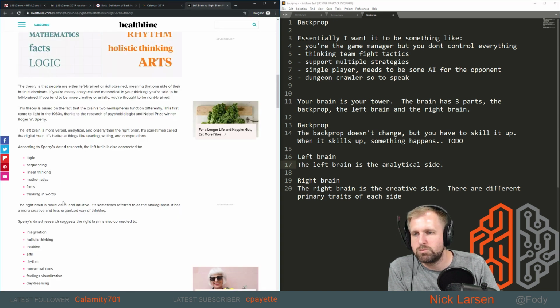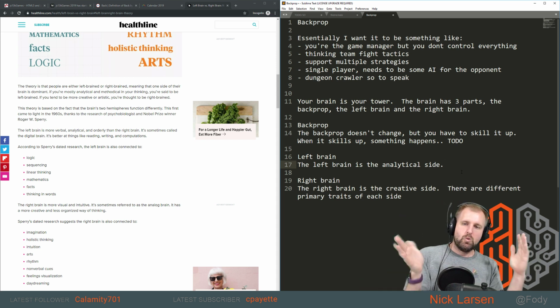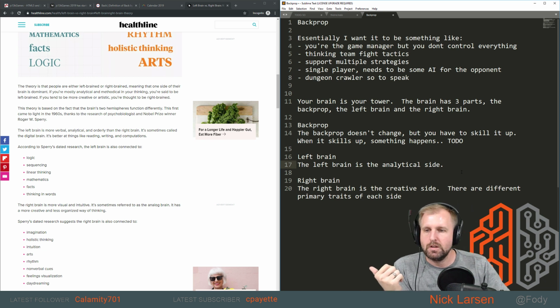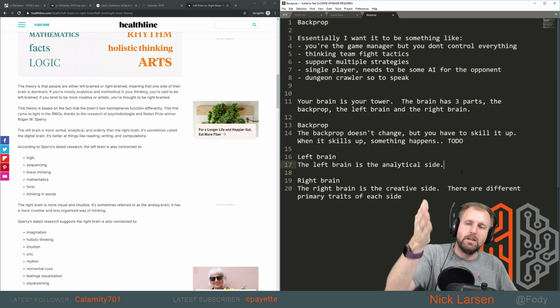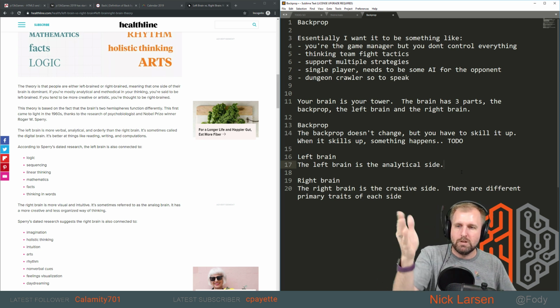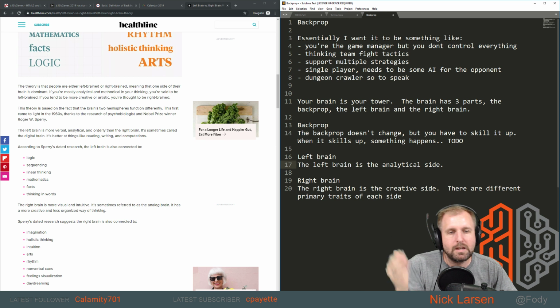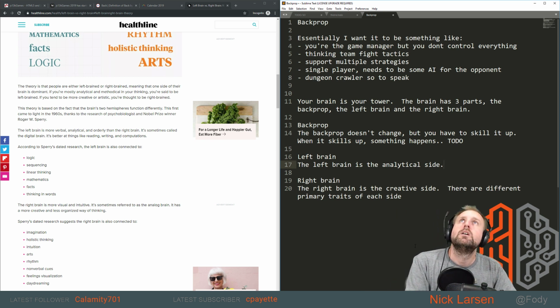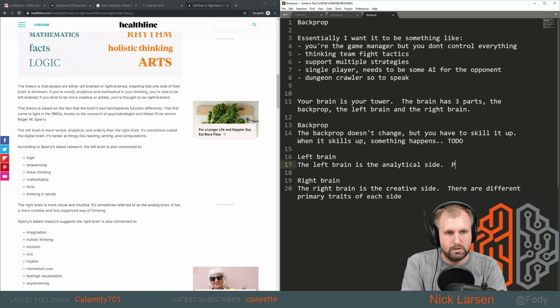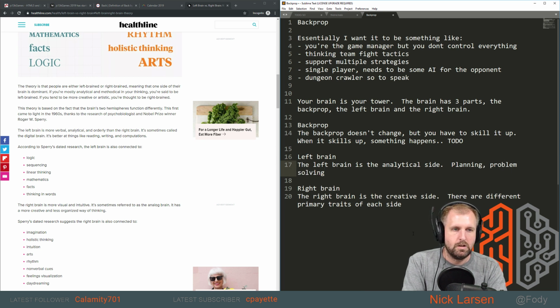So what we did was look up this left brain, right brain theory. And at the beginning, I'm going to say you have to choose which category you want to put things in. Say I want my left brain to be about logic, or something like planning, problem solving, that sort of thing. So let's just put some ideas down. Planning, problem solving, and I don't know, give me one more.